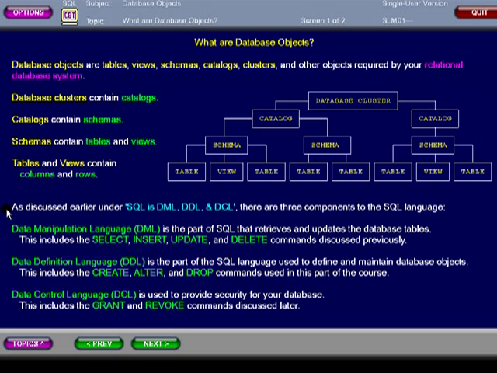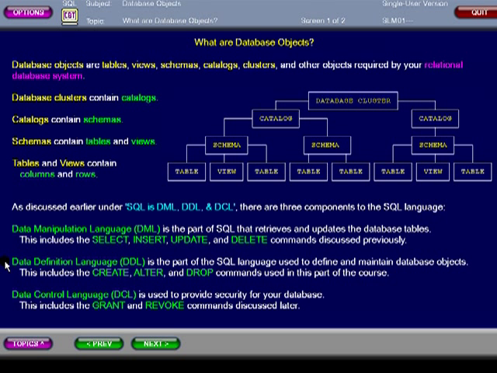As discussed earlier, under SQL is DML, DDL, and DCL. There are three components to the SQL language. Data Manipulation Language, or DML, is the part of SQL that retrieves and updates the database tables. This includes the select, insert, update, and delete commands discussed previously.